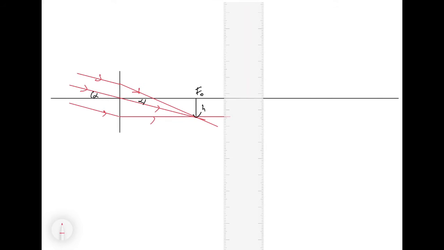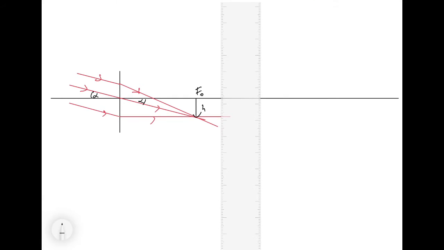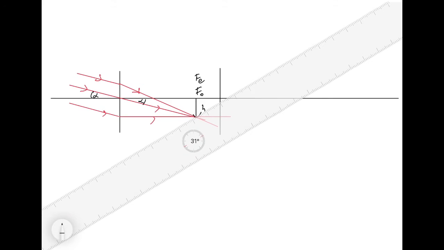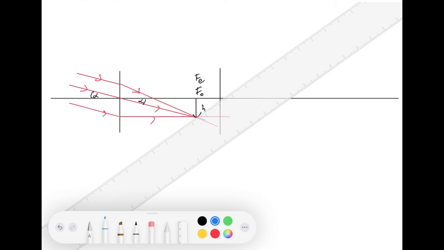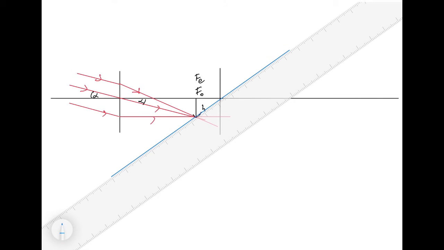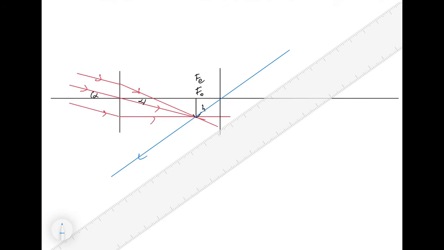Now the second lens is placed. So say this is our second lens. Now the second lens is placed like this, such that the focal length of the eyepiece, that is our second convex lens, coincides with the focal length of the objective, so that the final image, so let's draw this in blue, the final image will be formed at infinity.